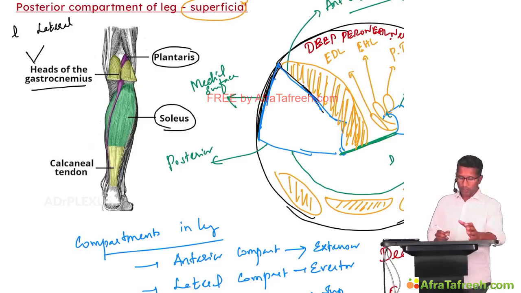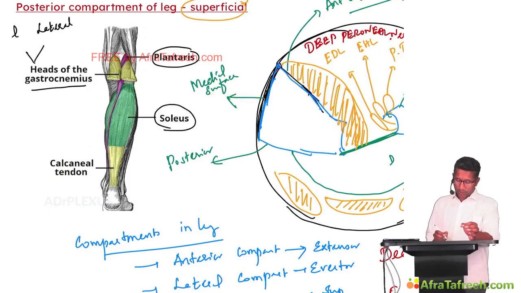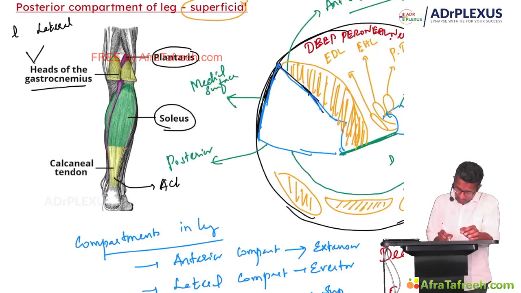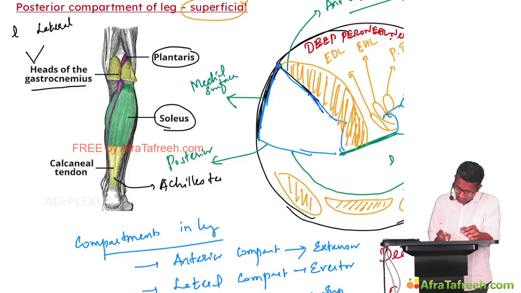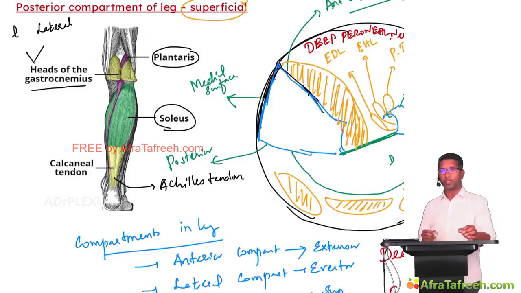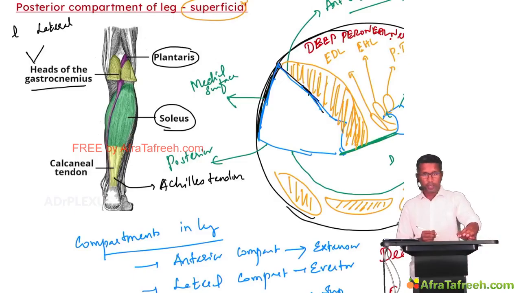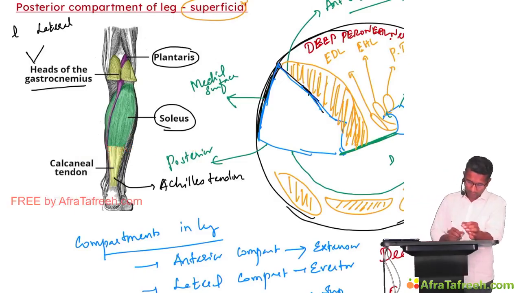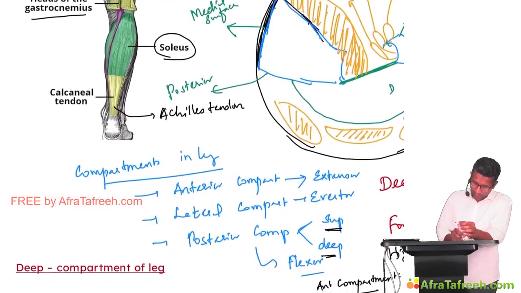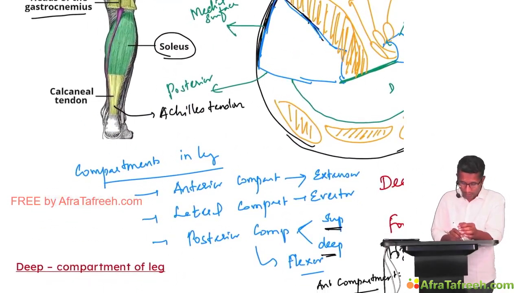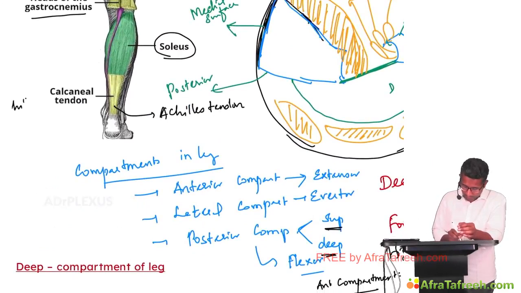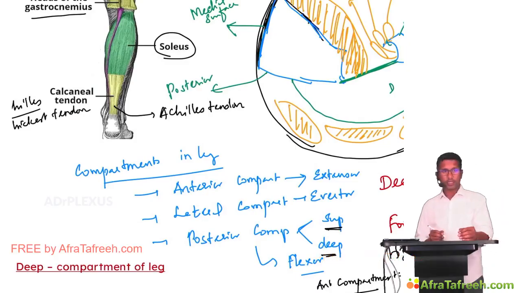If you see all these muscles, they join to form a tendon. This tendon is called the Achilles tendon. This tendon is called the Achilles tendon, guys. A very, very important tendon. This is the thickest tendon in the body. If you take the Achilles tendon here, we'll just write here: Achilles tendon is the thickest tendon in the body.